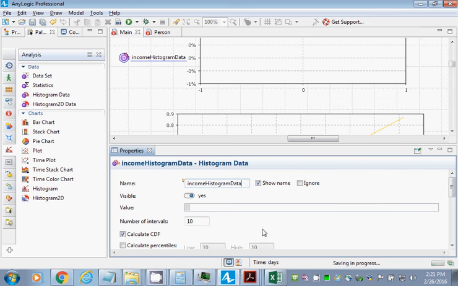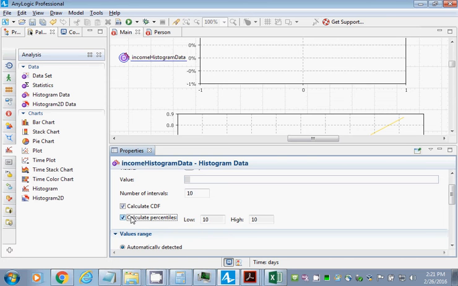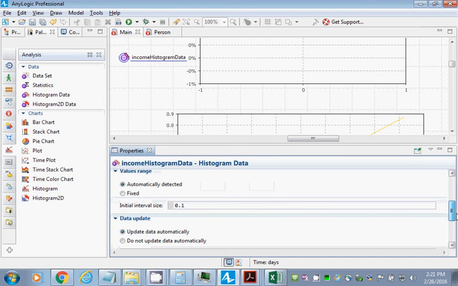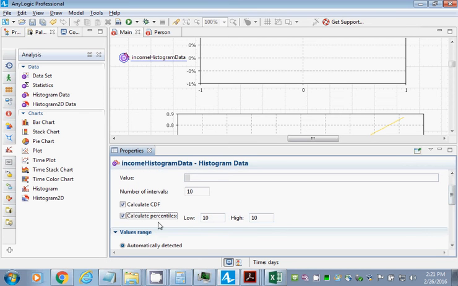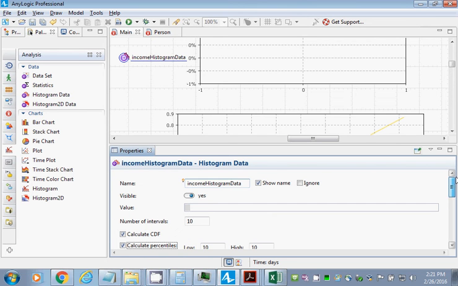Okay, now you'll notice that it has calculate percentiles here, and I'm forgetting the exact semantics of that, but we'll check calculate percentiles there. Okay? And we could set a variety of things in the number of bins. Okay? So here's the income histogram data.